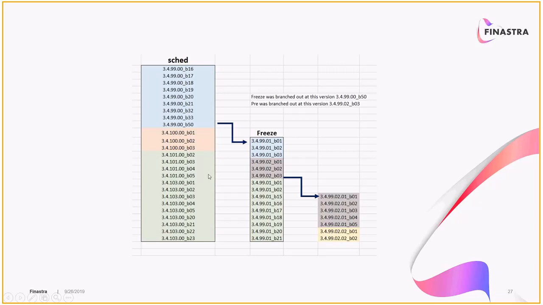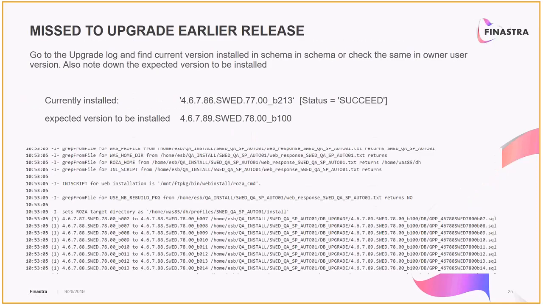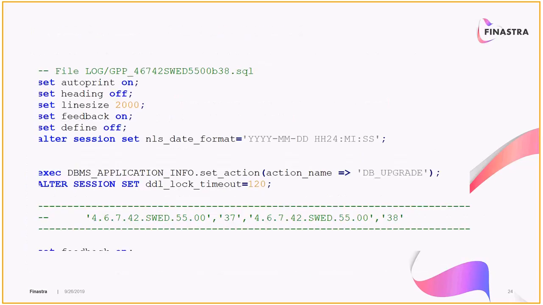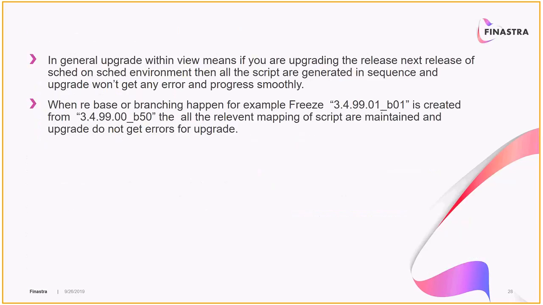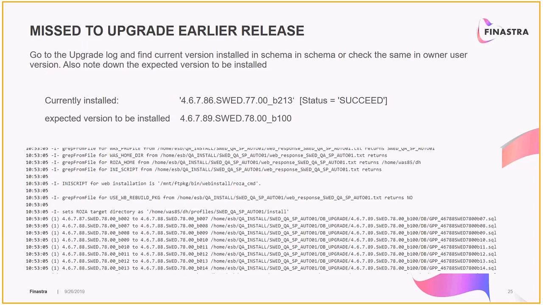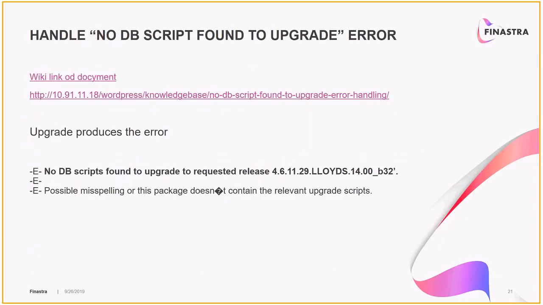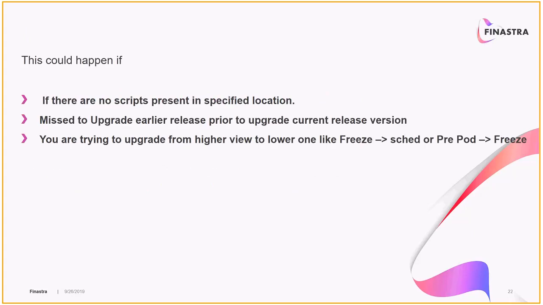So if you want to fall back from a higher version to a lower version, always use branch, or else you would always get the no script found error. These are the three reasons where you find the DB no scripts found error. Any questions with this?